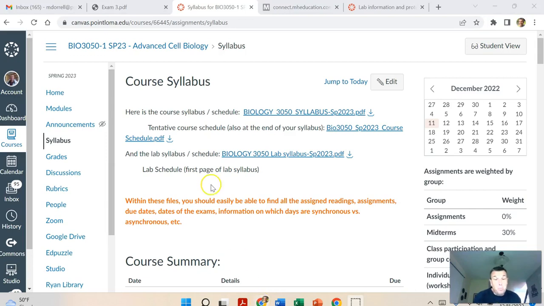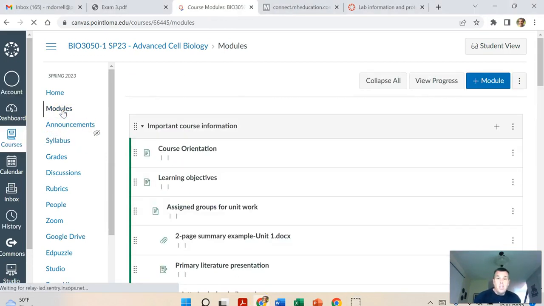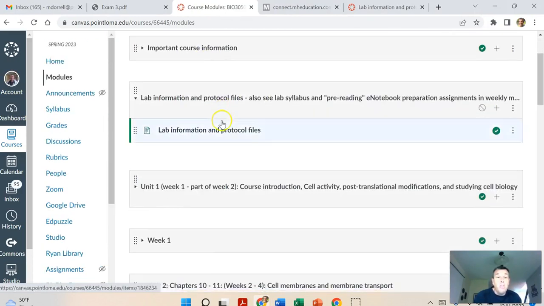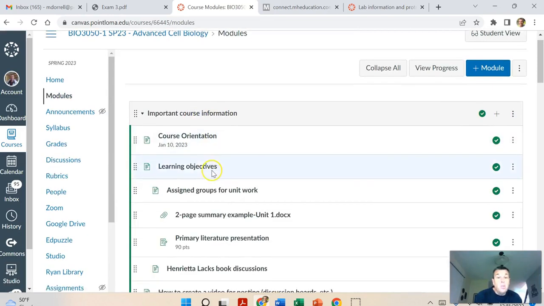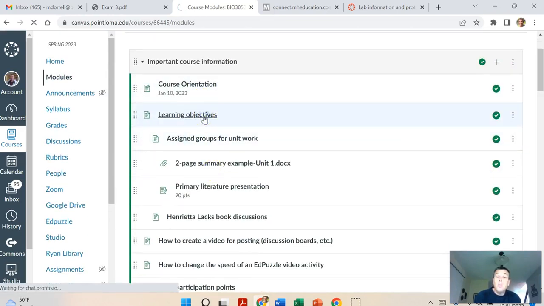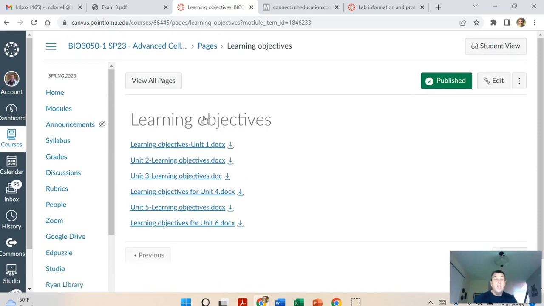If we head back to Canvas, we go to modules. This is where you're going to spend most of your time in the course. You can see the first module has important course information. That's where the course orientation was. Learning objectives are really important. This is basically the study guide, the things I think you should learn from each of the units. These can be used as a study guide when you're studying for the exam, but I also highly recommend taking a look at them before the unit starts and paying attention to them during the unit so that you really know what you should be learning as you go. That gives you some expectations and things to look for.